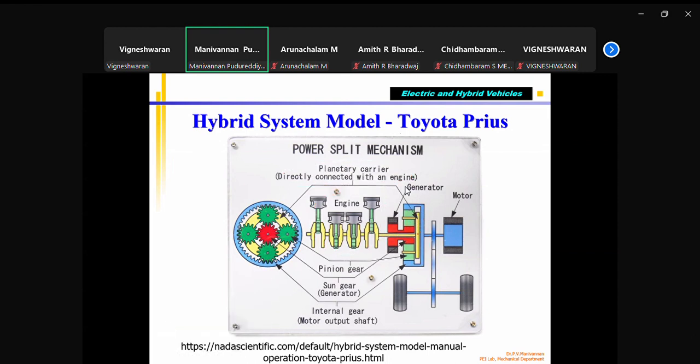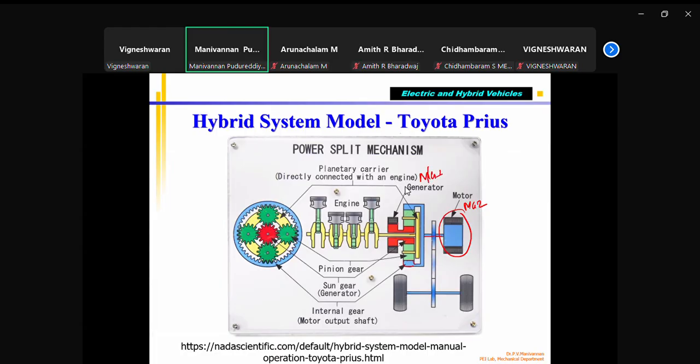This is called the sun gear. Correct. Main gear, sun gear. And then the outer one is called the ring gear. The ring gear is connected to driving the motor and also to the wheels. So this is the second motor, MG2. This is MG1.